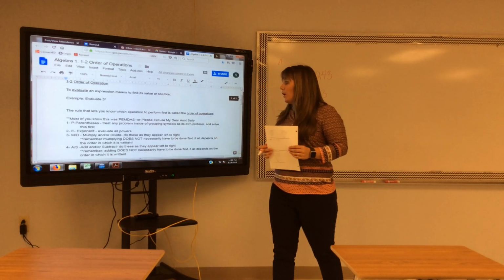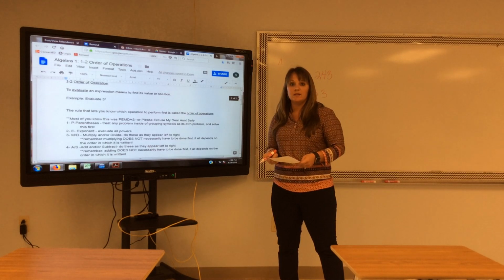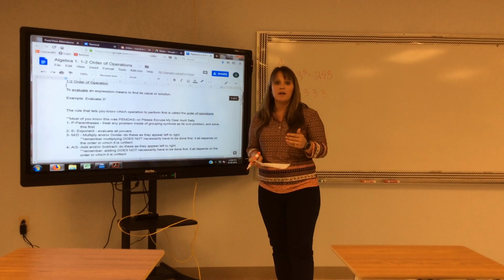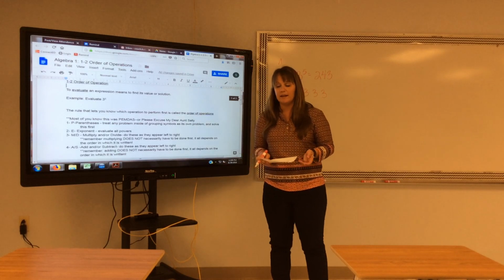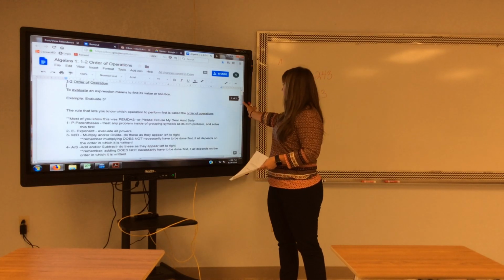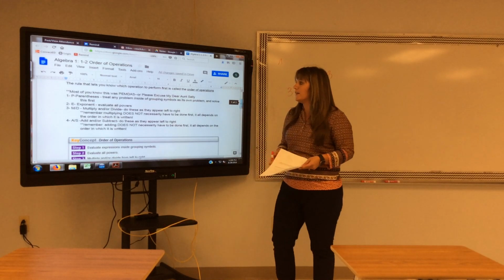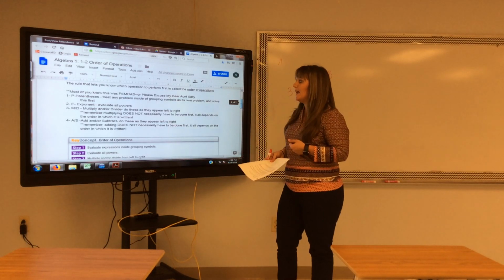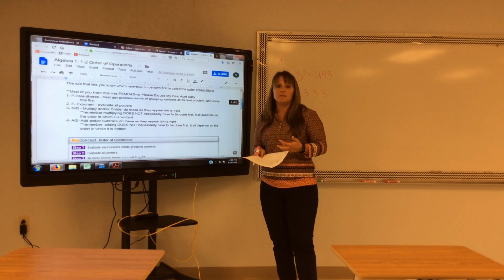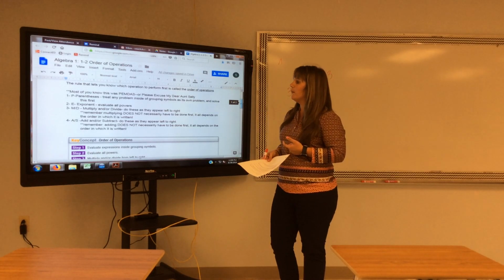The rule that lets you know which operation to perform first is called order of operations. You've learned this as PEMDAS. There's the catchy little saying, please excuse my dear Aunt Sally. Those are both used here. Here are the rules. Number 1 says to treat P, parentheses, anything inside of parentheses as its own problem first. That's the first thing you solve.